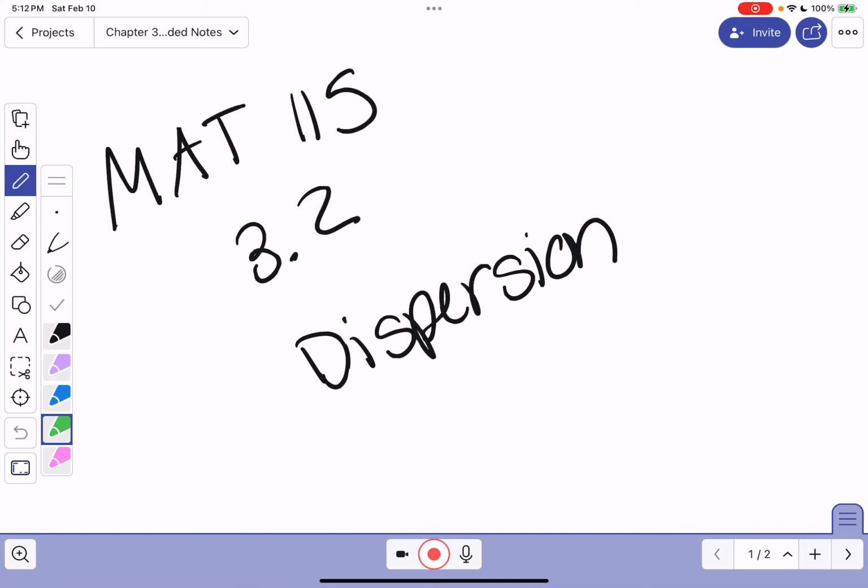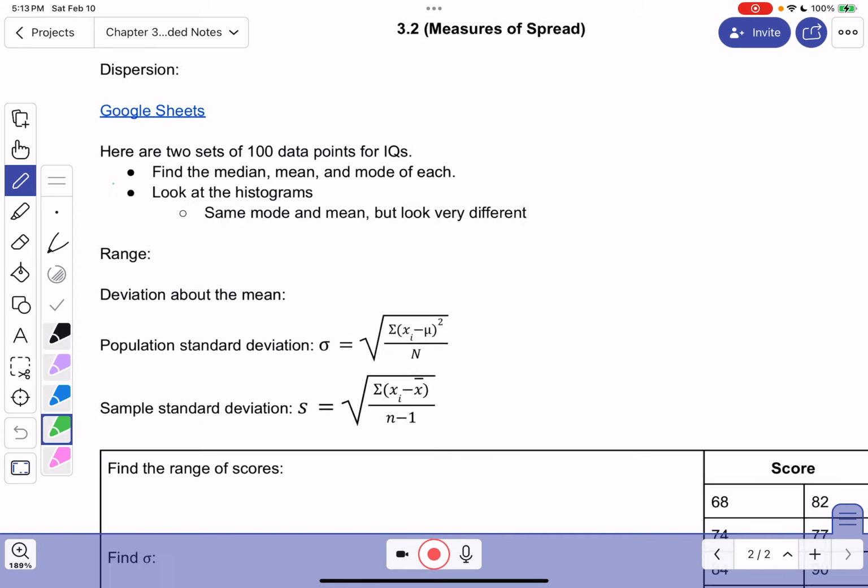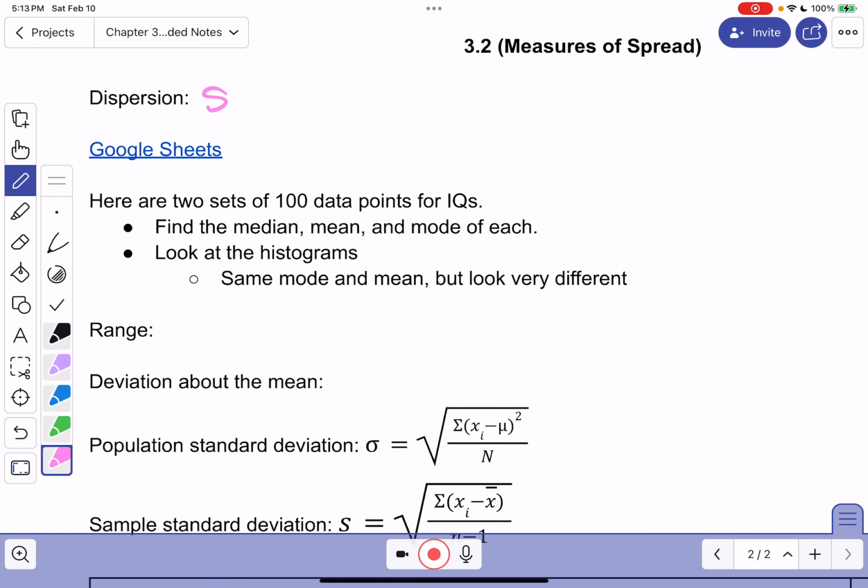All right, this video is going to talk about measures of dispersion or spread in section 3.2 of UMA statistics. So dispersion is just how the data is spread out. So the larger your number, the more spread out it is.